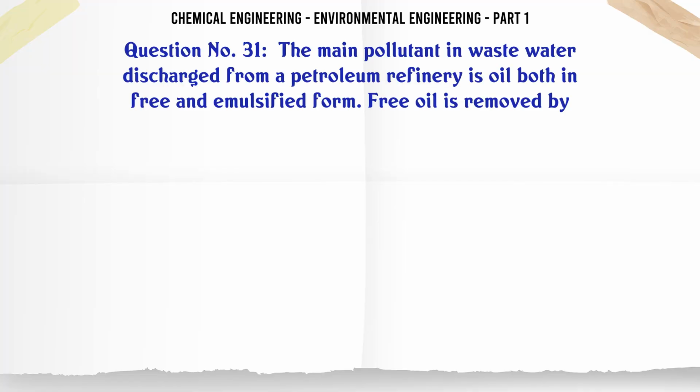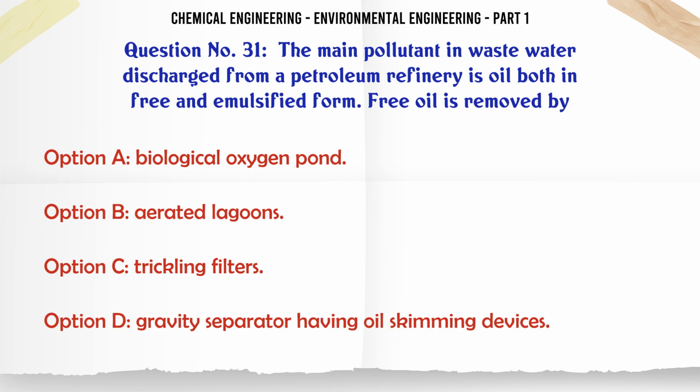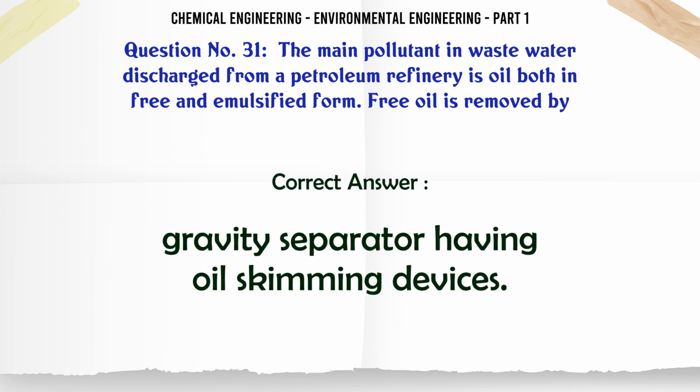The main pollutant in wastewater discharged from a petroleum refinery is oil, both in free and emulsified form. Free oil is removed by A. Biological oxygen pond. B. Aerated lagoons. C. Trickling filters. D. Gravity separator having oil skimming devices. The correct answer is gravity separator having oil skimming devices.